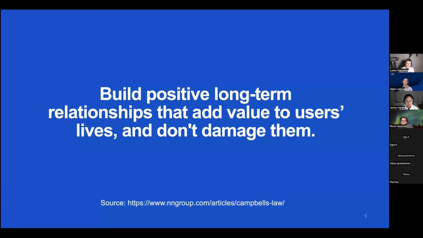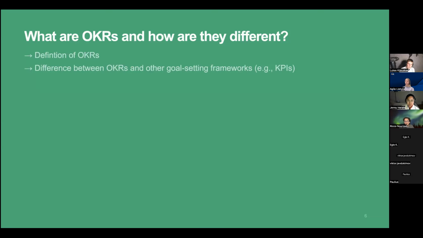In service of this, I hope, and I'm talking to Agilists here, we build things, and what we want to build really is long-term relationships that add value to our users' lives and don't damage them. Many of us have probably read lots of stories about how products have been added to people's lives but actually hurt them in some ways. Our intent, I hope, is that we don't hurt people in the process of what we do. And so with that as the backdrop, let's talk about OKRs and how that fits in the mix.